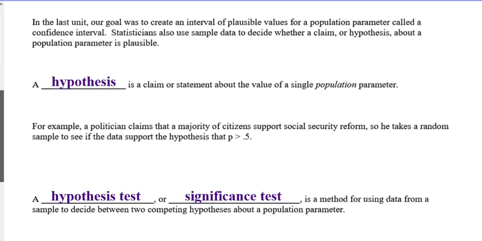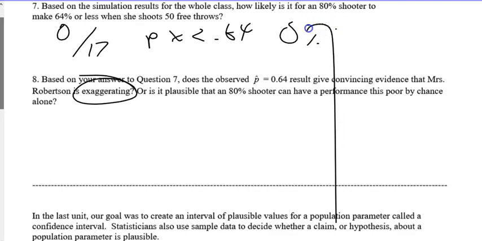Okay, so just some filling in now. In the last unit, our goal was to create an interval of plausible values for a population parameter called the confidence interval. Okay? We're going to be this time using claim.